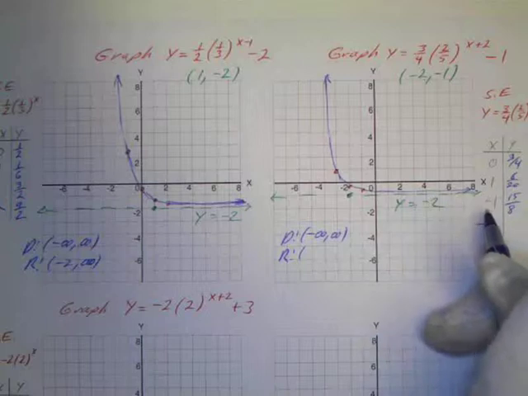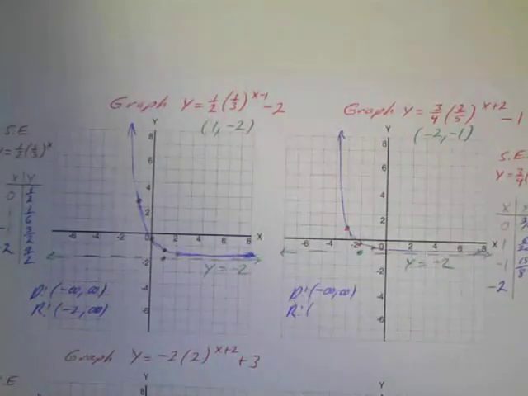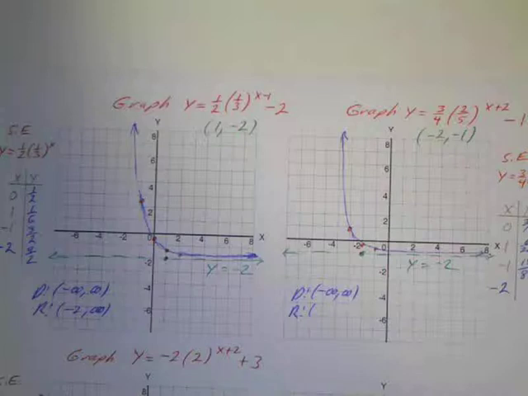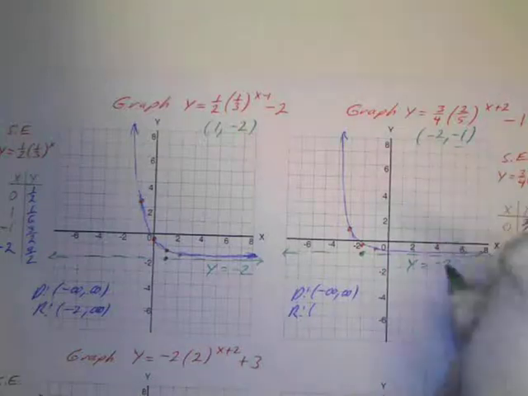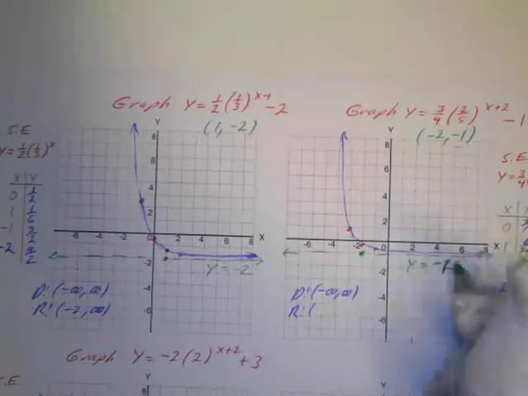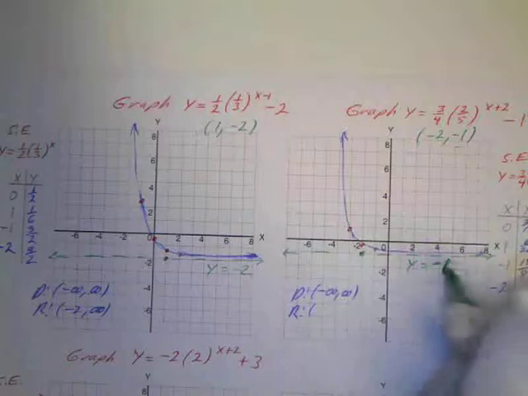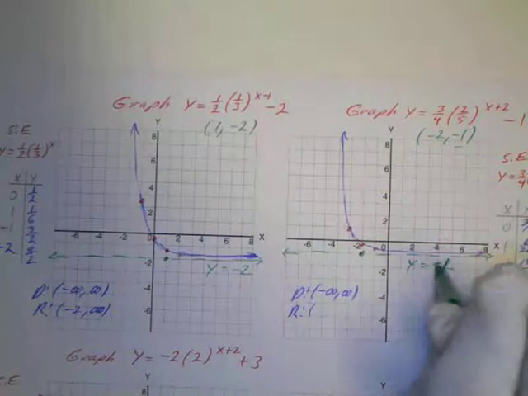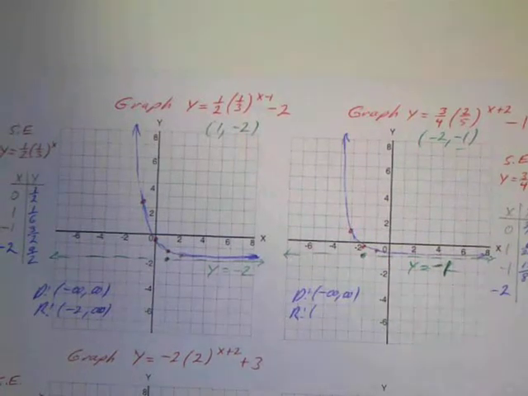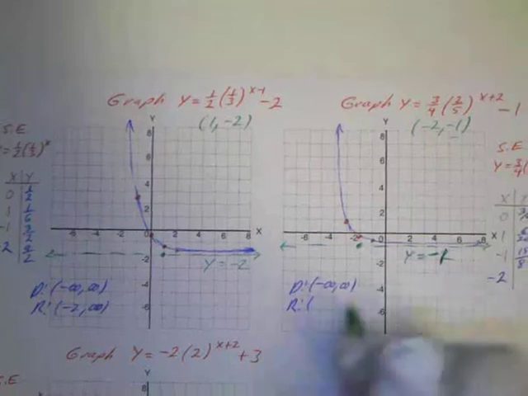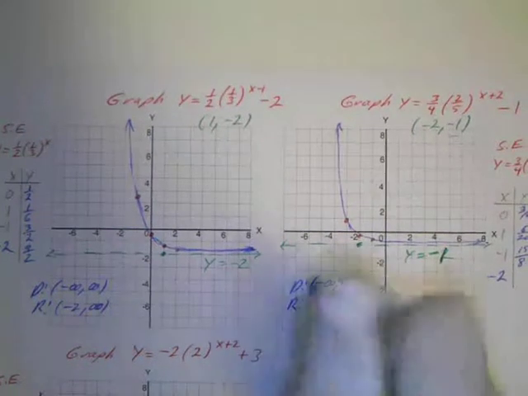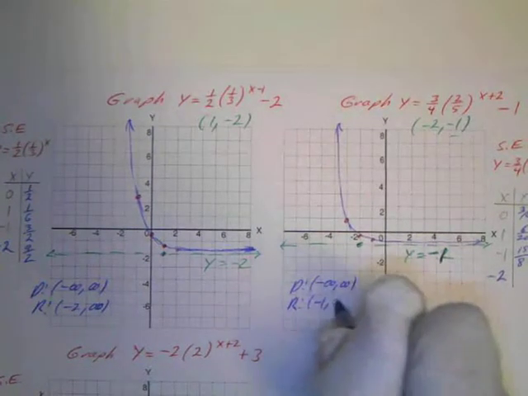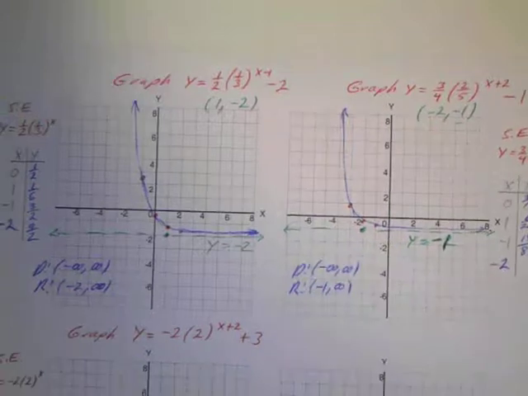oops, y equals negative 1. Why did I write negative 2 here? Excuse me, this is your horizontal asymptote, y equals negative 1. Pardon me. Okay, this was negative 2. And my range is going to go from negative 1 to infinity.